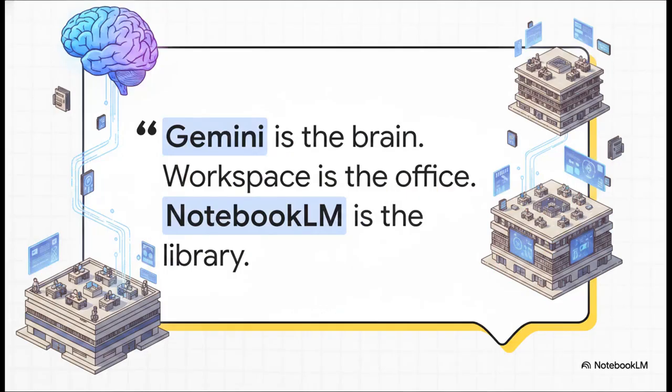To really grasp how this all fits together, I absolutely love this metaphor from the source material. It says, Gemini is the brain, Workspace is the office, NotebookLM is the library, AI Studio is the lab, Code Assist is the developer desk, and GEMs are trained employees. Think about it. Every single piece of Google's AI stack has a specific, tailored role. You wouldn't hire a highly trained employee just to sit in the library and do nothing, right? You want to use the right tool for the right job.